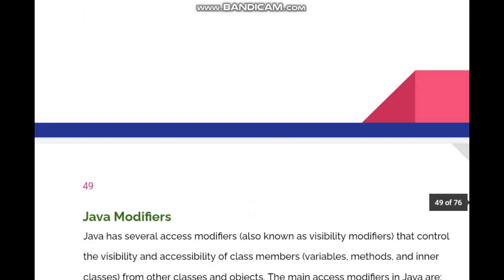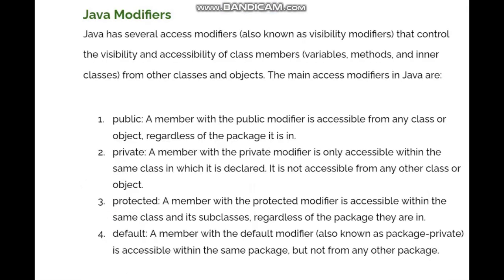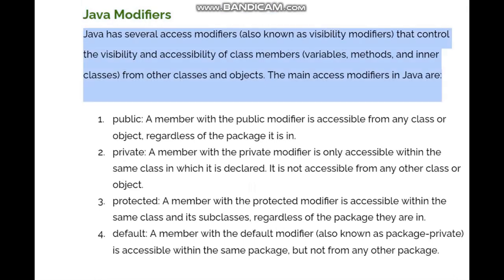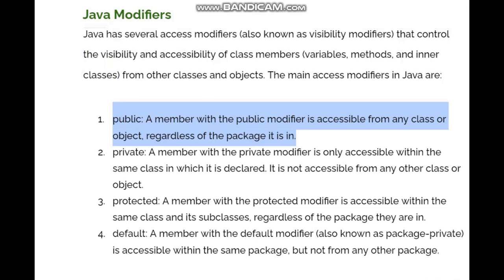Java modifiers. Java has several access modifiers, also known as visibility modifiers, that control the visibility and accessibility of class members, variables, methods, and inner classes, from other classes and objects. The main access modifiers in Java are public. A member with the public modifier is accessible from any class or object, regardless of the package it is in.